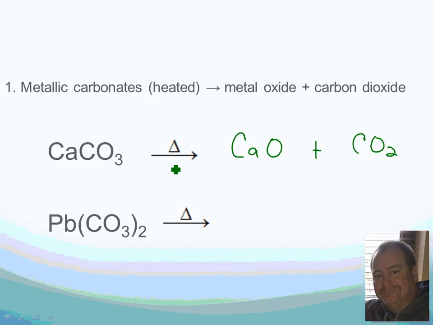So, once again, I know what carbon dioxide is going to be. What is my metal oxide formed? Be careful. What is my metal oxide? Name it first. Now be careful. Lead 4 oxide. So what's lead 4 oxide? PbO2.